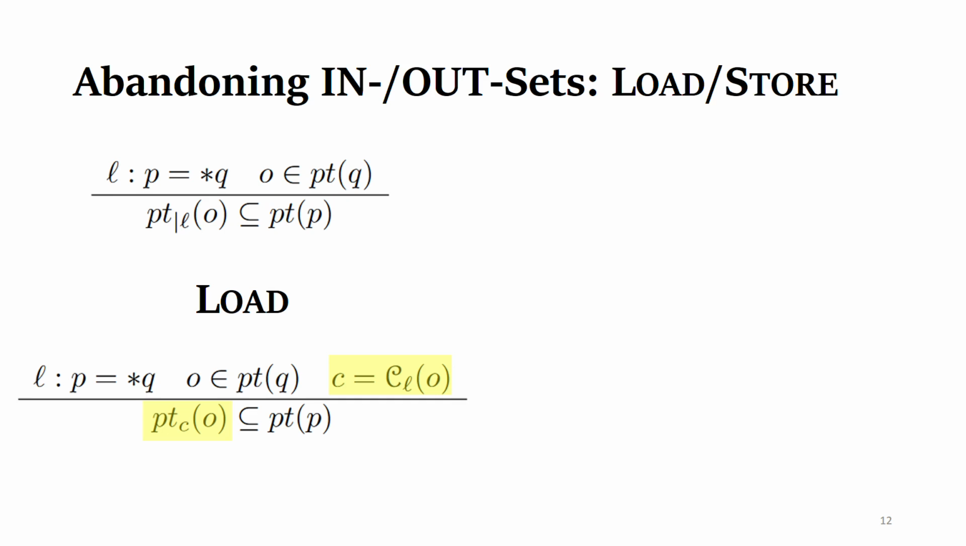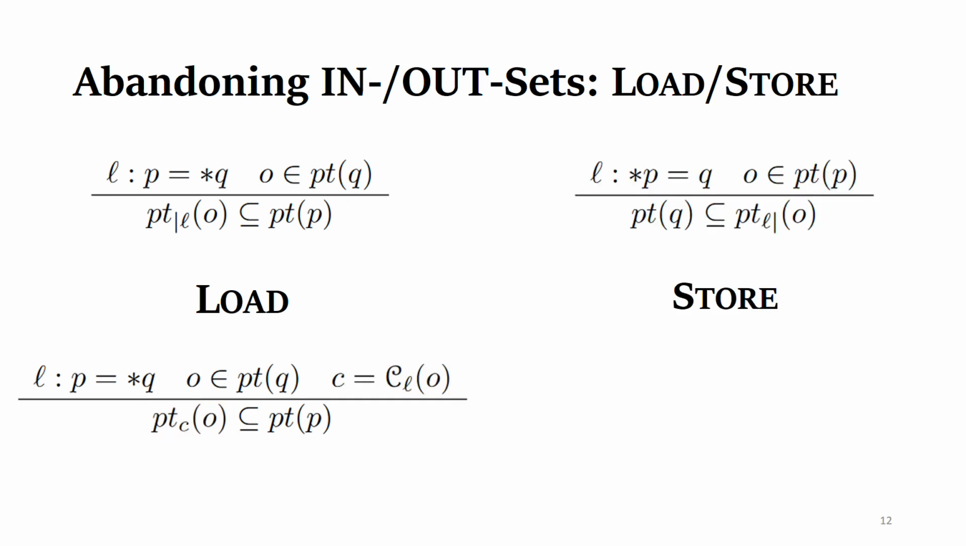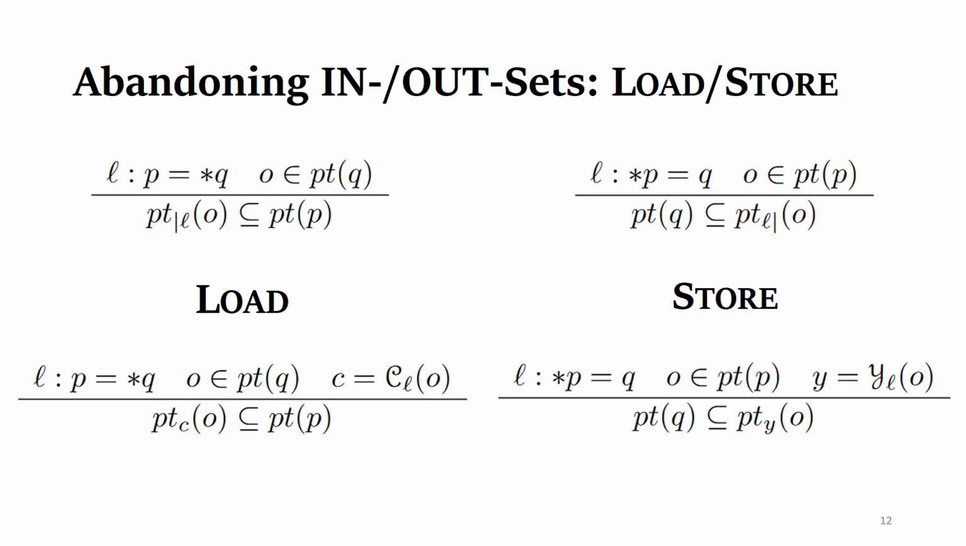Similarly with store instructions. Given *p = q, typically we would include the pointer set of q into the pointer sets of the pointees of p, each object O, in the outset of the instruction. Now, instead we retrieve the yielded version of each pointee O of p and include the pointer set of q in the pointer set of O corresponding to the yielded version, which again may be consumed and yielded at many instructions.